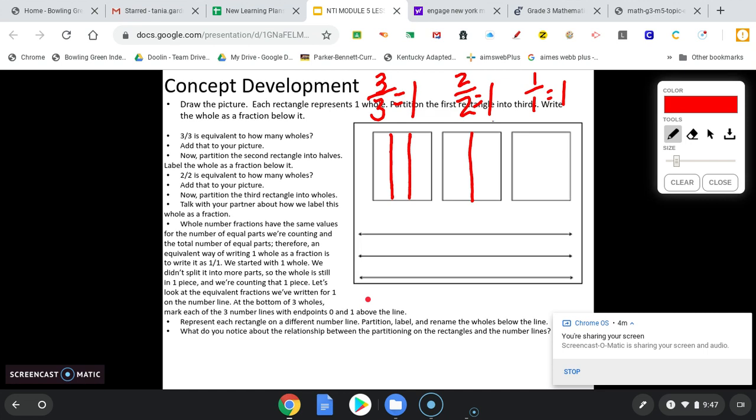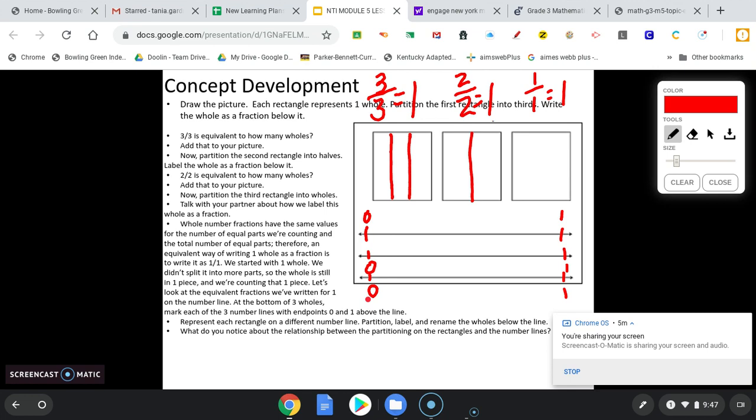So let's look at the equivalent fractions we've written for 1 on the number line. So at the bottom of the 3 wholes, we're going to mark each of the number lines with endpoints of 0 and 1. So mark this one with 0 and 1. Mark this one with 0 and 1. And mark this one with 0 and 1. So we've marked each one of those.